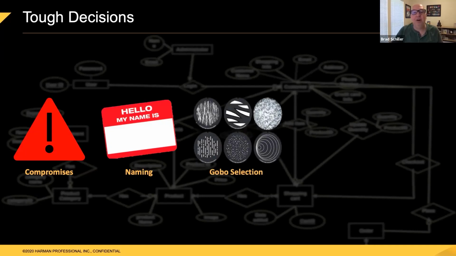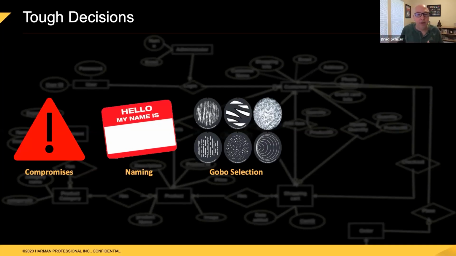Gobo selection is always a compromise and a tough decision. We as manufacturers want to please everybody. Whether you're a theater designer, a concert designer, you're doing EDM and you want lots of aerial looks, whatever it is, we want you to be really happy with our product. But we can only put so many gobos in, 6, 8, 12, 20 gobos in a moving light. We can't please everyone.